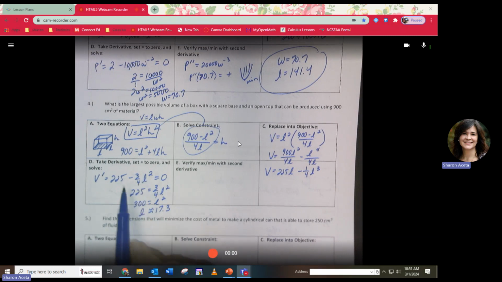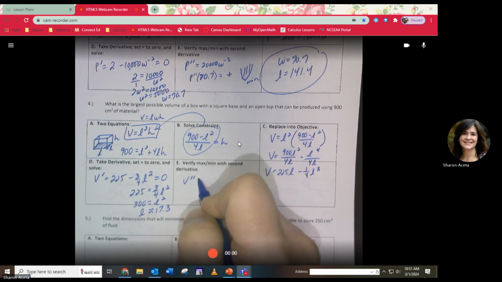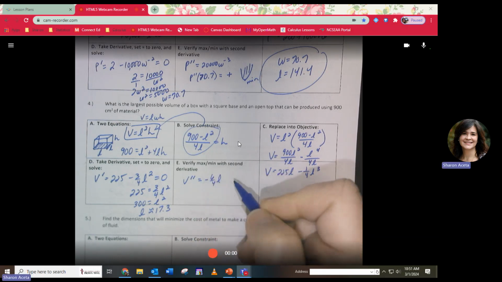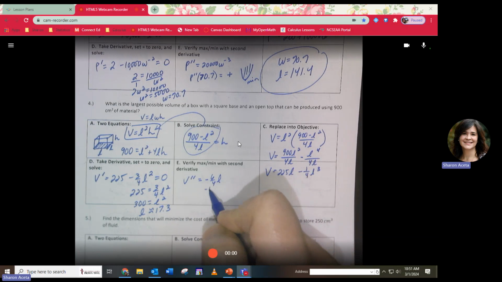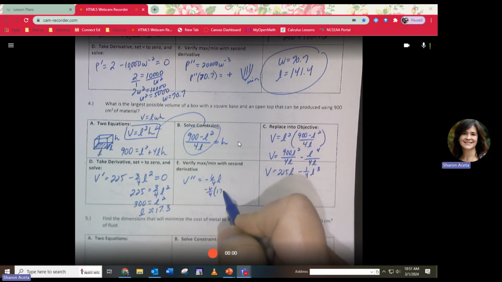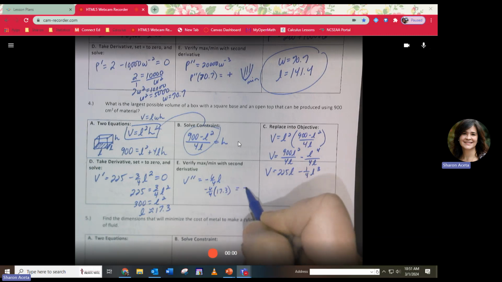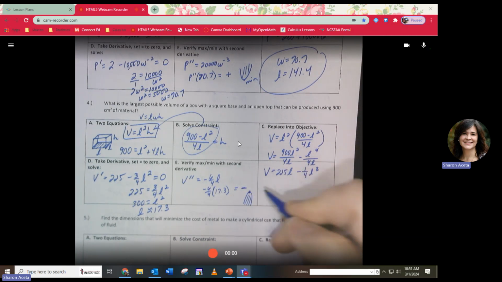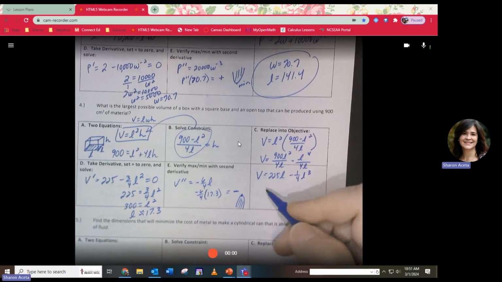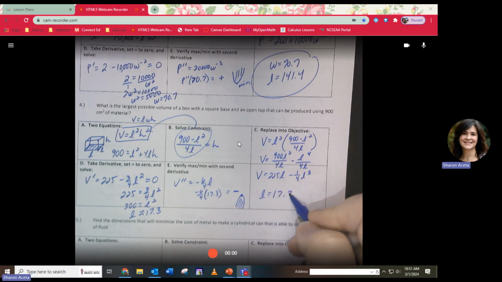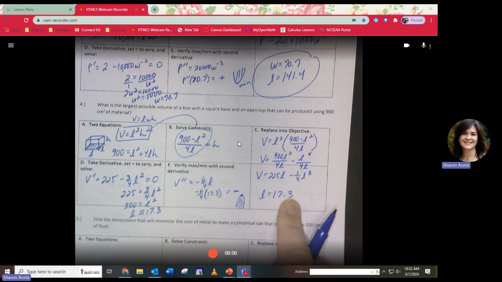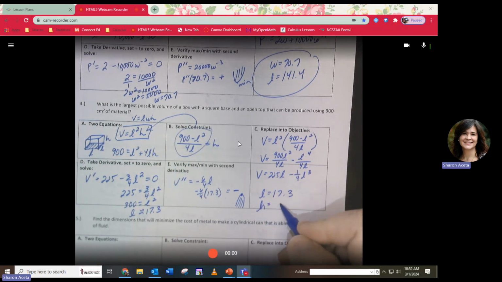And again, you can take a second derivative of the volume, and you would get a negative 6/4 L. Plug that 17.3 inside of it and see if it's still negative. It is. That means you must be concaving down, which means you must have a max. So if L is 17.3, how do you find height? You just plug L right there and right there into this solved constraint. And your height would be roughly 8.67.